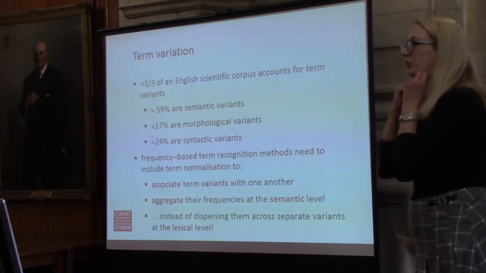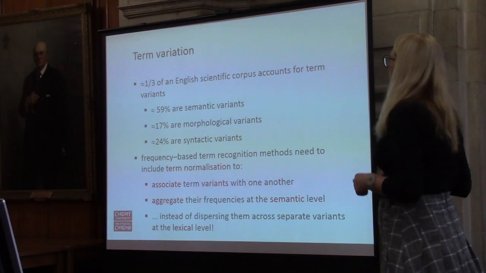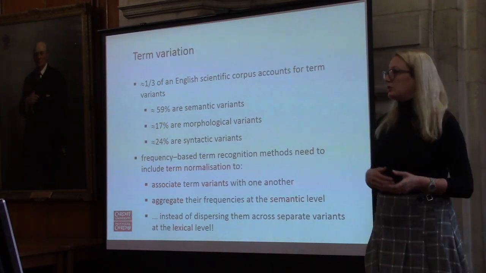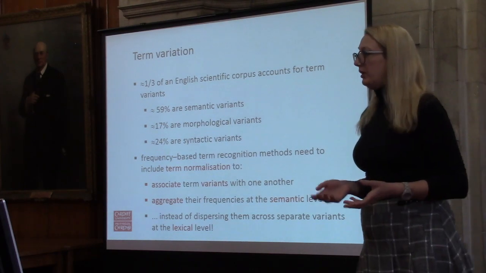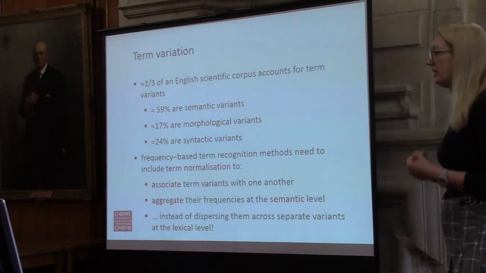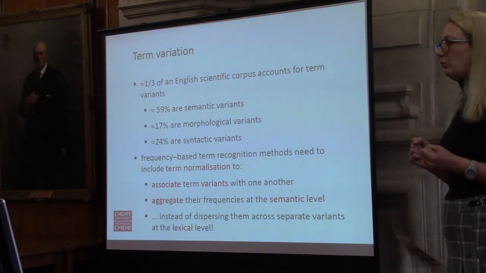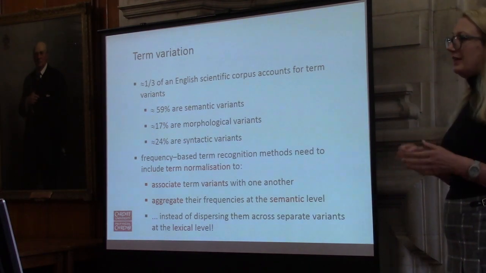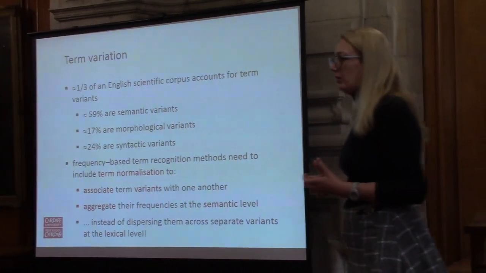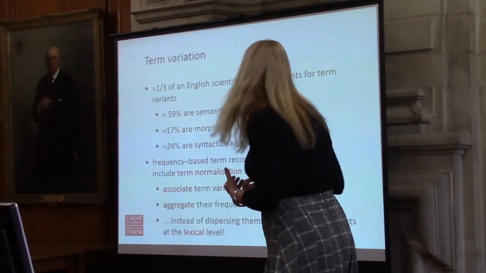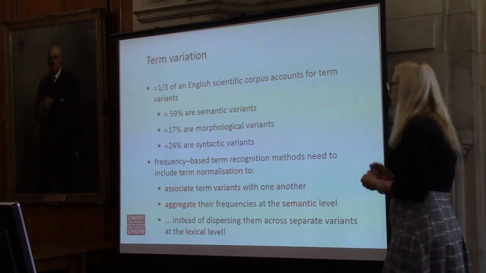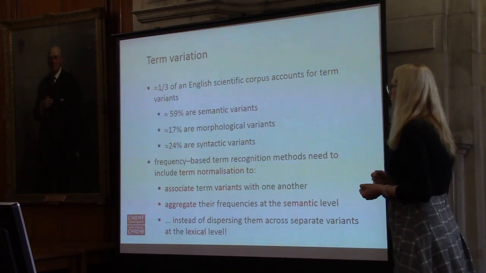How serious is the problem? Well, it's been estimated that 1/3 of the English scientific corpus accounts for term variance. So it's not just an obscure problem, it's actually a real problem. Yes, the variants are consistent in a way, we can recognize them, but when you consider them as strings, that messes up their processing. So when we use frequency-based term recognition methods, we need means of neutralizing this term variation.